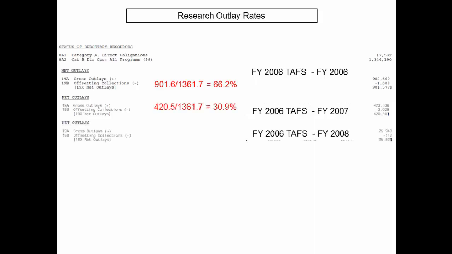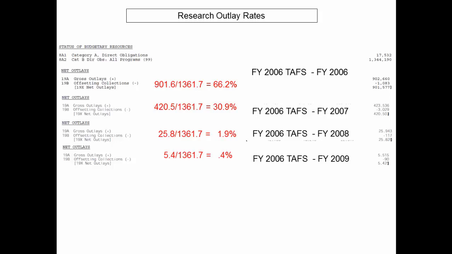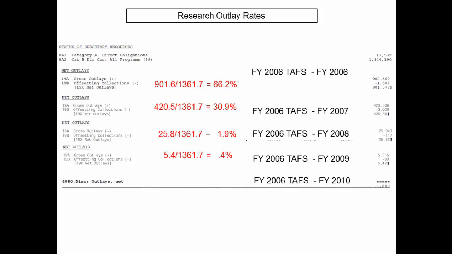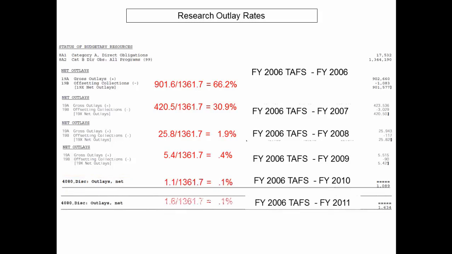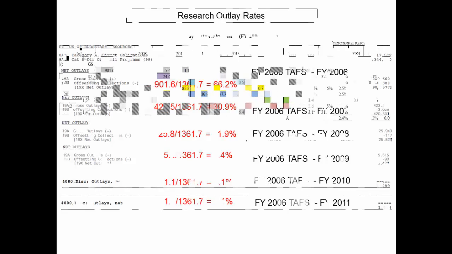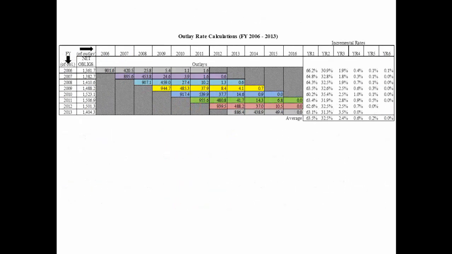Subsequent fiscal years give us the outlay information for each fiscal year. Dividing these amounts by the original obligation produces the outlay rates for each subsequent year. Note that by the time we get to fiscal year 2010, the line numbers have changed, and we now find outlays on line 4080. On this table, you can see this drill carried forward for fiscal year 2007, 2008, and so forth, all the way forward to FY 2013.